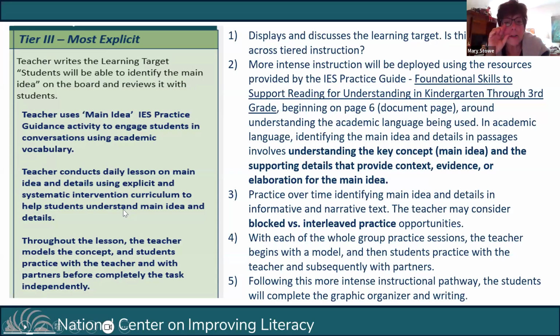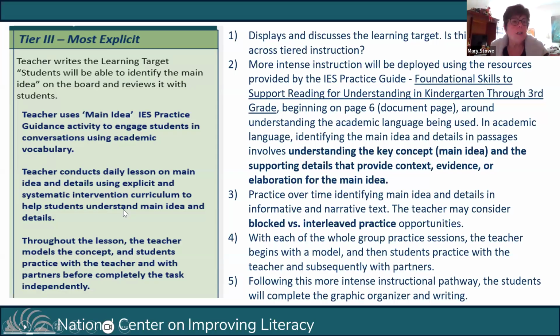We might even want to consider blocked practice versus interleaved practice with the work that we're doing. With each of the whole group practice sessions, the teacher will begin with a model before she works with the students on doing the work together. So you can see how the instructional pathway has become even more intense. What might happen next, after they've practiced identifying main idea and details, is they might begin working on putting that information into a graphic organizer. But the work around the use of the graphic organizer might be even more intense as well.